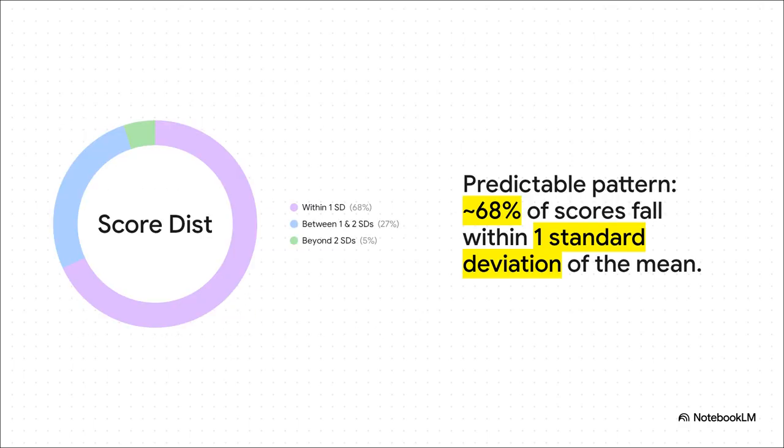And here's the really cool part. It's incredibly predictable. About 68%, more than 2/3 of all scores will fall within one standard deviation of the mean. If you go out to 2 standard deviations, you've captured about 95% of everyone. This consistent pattern is the secret to figuring out exactly where any single score fits in.